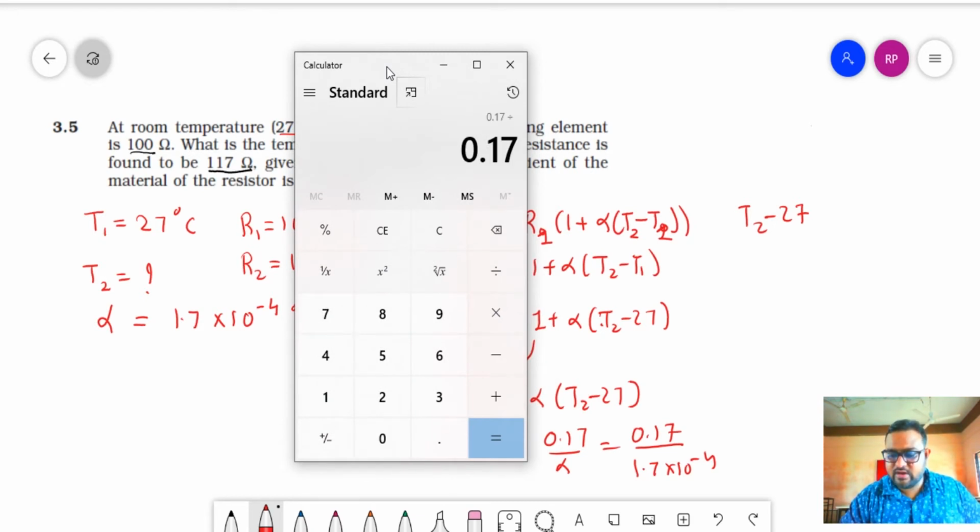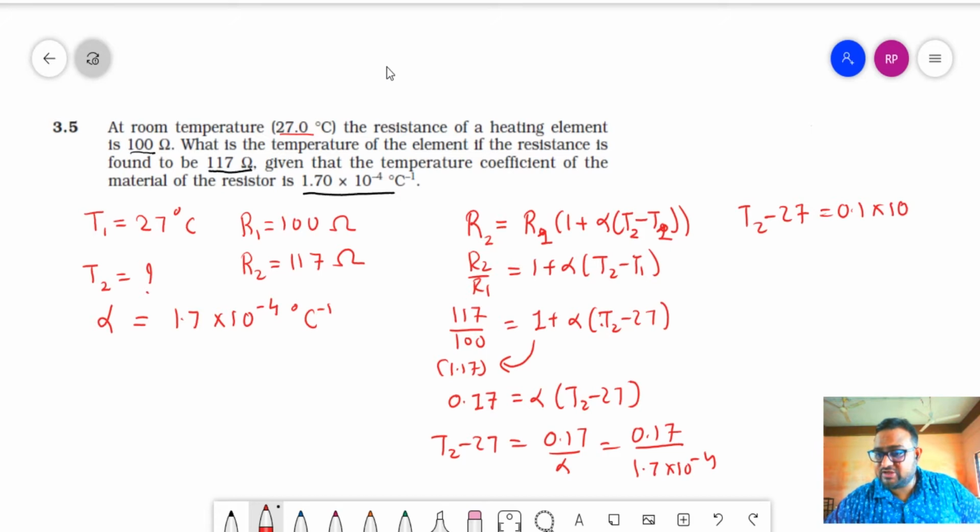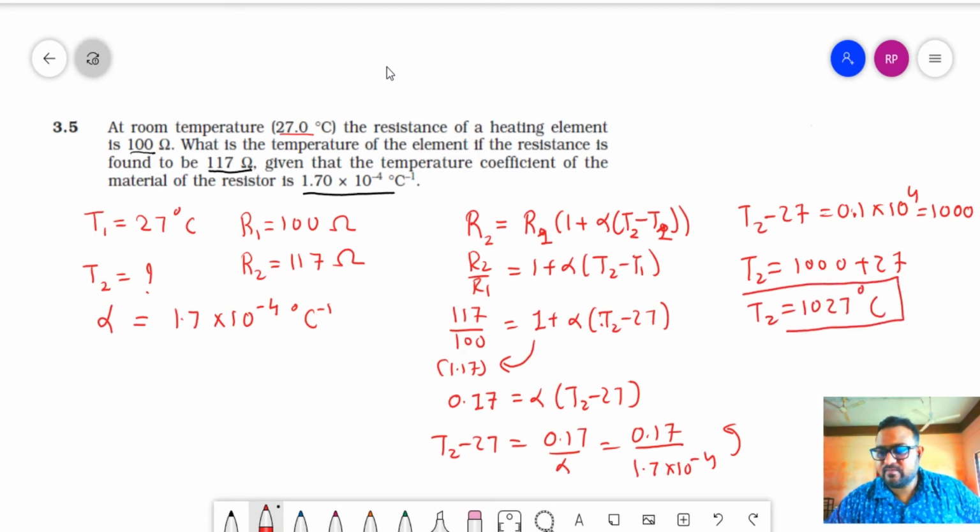0.17 divided by 1.7 is equal to 0.1 into 10 raised to minus 4, which when it goes to the numerator becomes 10 raised to 4. So this is equal to 1000, as 0.1 shifted by 4 points. So T2 is equal to 1000 plus 27. T2 is equal to 1027 degrees Celsius. Okay, so this was about question 3.5. I just used the formula for resistance. Okay, so note down question number 3.5.